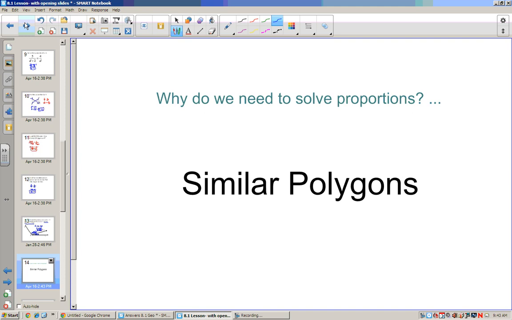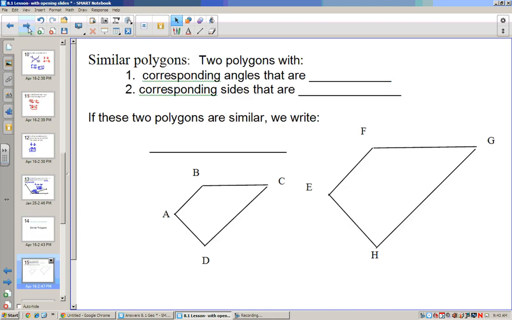All right, so why do we need to solve proportions? Well, in geometry, our whole unit here is mostly about similar polygons. So we need to use proportions when we're solving for similar polygons. Well, what are similar polygons? Well, here's the slide. Similar polygons are two polygons that have corresponding angles that are congruent and corresponding sides that are proportional.